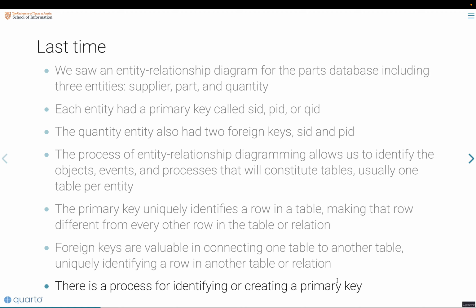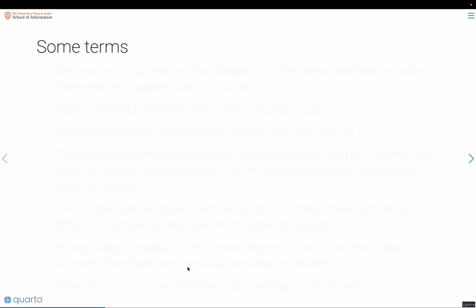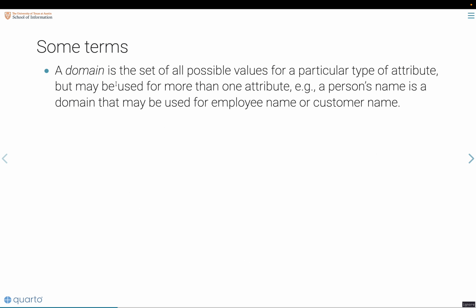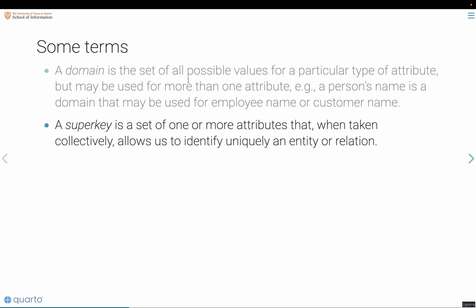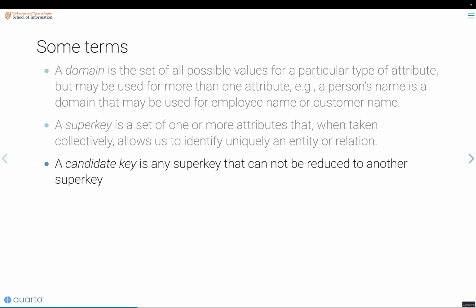And there's a process for identifying or creating a primary key. Usually you create it, but sometimes you identify it. So a domain is all the possible values for a particular type of attribute, but it can be used for more than one attribute. So for example, a person's name is a domain that can be used for employee name or customer name. A superkey is a set of 1 or more attributes that, when taken collectively, allows us to uniquely identify an entity or relation. So a superkey is a superset of a primary key. And a candidate key is any superkey that cannot be reduced to another superkey.